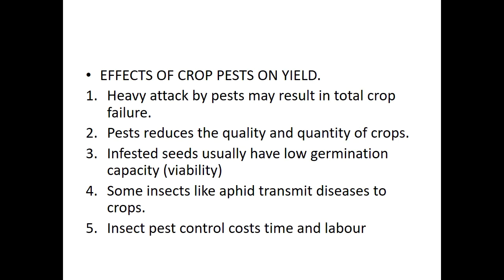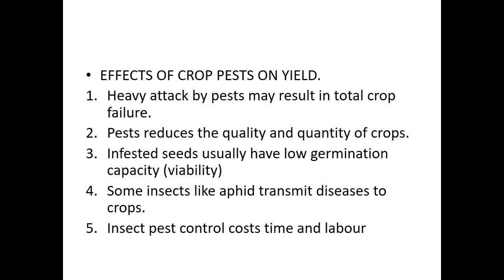Let's look at the effects of crop pests on the yield of our crops. Heavy attacks by pests may result in total crop failure. Once there is a pest attack, it reduces the crops and can lead to total crop failure. For instance, once a farm is attacked by pests like locusts or the quelea bird, they will eat up everything, and at the end of the day there will be total crop failure.